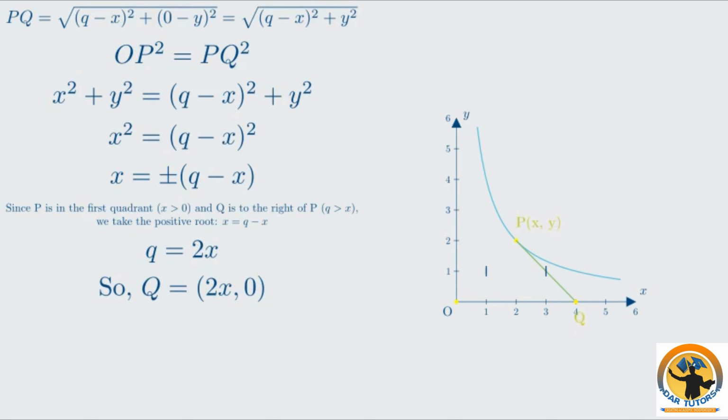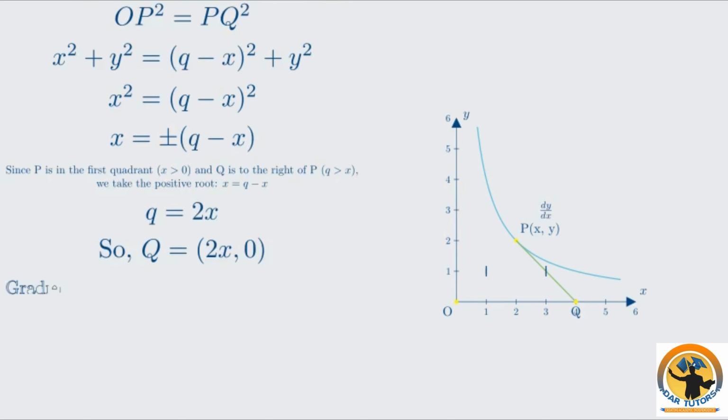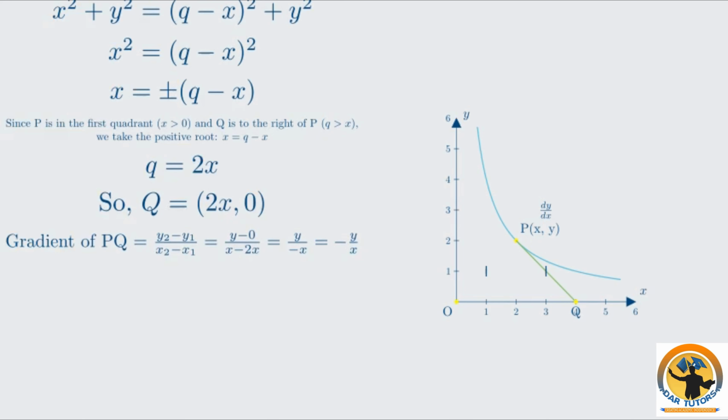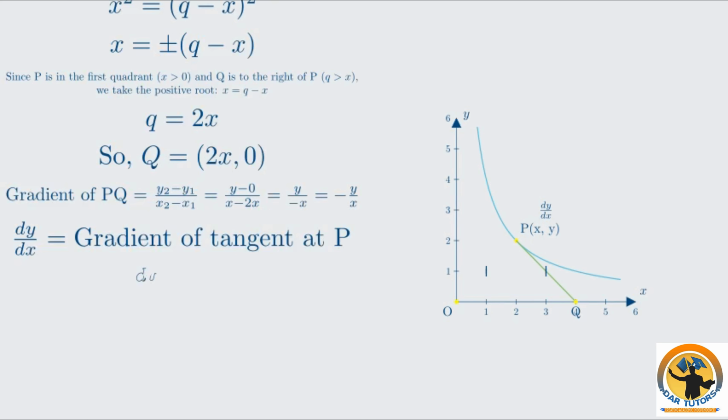Now that we have the coordinates of P and Q, we can find the gradient of the tangent line PQ. Remember, the gradient of the tangent is given by the derivative dy/dx. The gradient of the line segment PQ is the change in y divided by the change in x. This is (y minus 0) divided by (x minus 2x), which simplifies to y divided by negative x, or negative y over x. Since the line PQ is the tangent to the curve at P, its gradient must be equal to the derivative of the curve at that point. Therefore, we have our differential equation: dy/dx equals negative y over x.